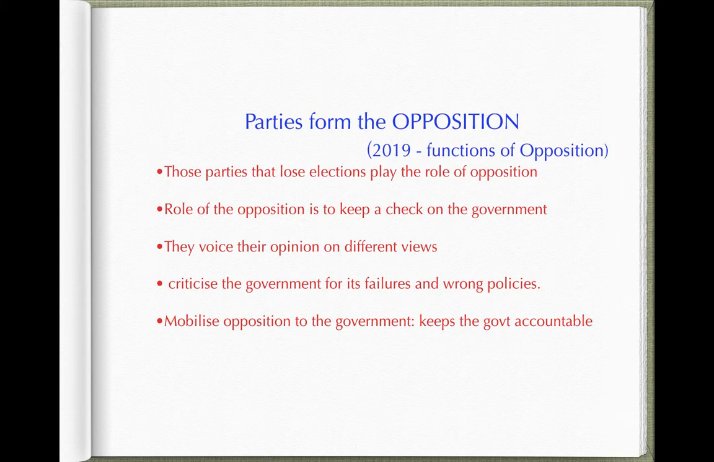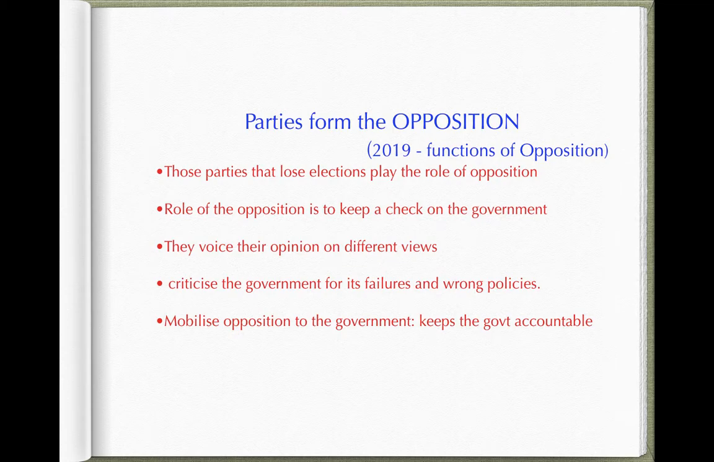Okay, they voice their opinion on different views. That means they voice their opinions and represent the opinions of different people. Okay, they criticize the government for its failure and the wrong policies.